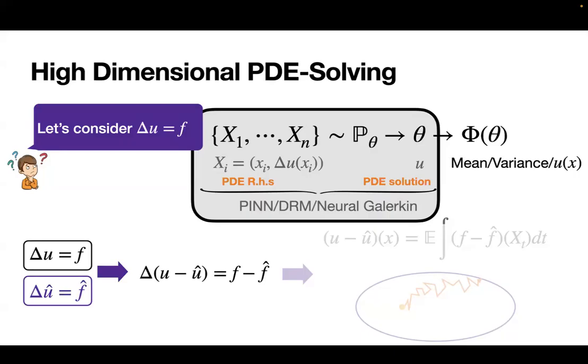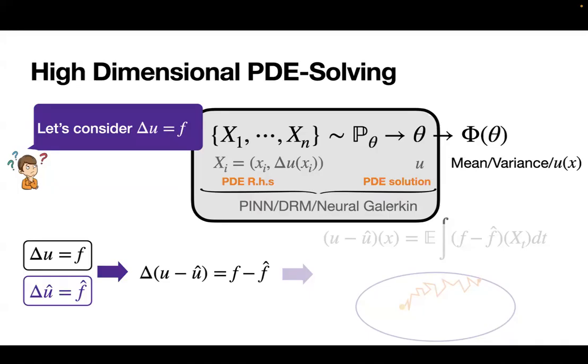U hat is your surrogate model, the PDE solution you have in hand now. Then I do a magic step: I use the first equation minus the second equation. Because the Laplace here is a linear operator, the Laplace of U minus U hat will equal F minus F hat. If I can solve this equation, then this U minus U hat can correct my U hat solution to get a better PDE solver, right?